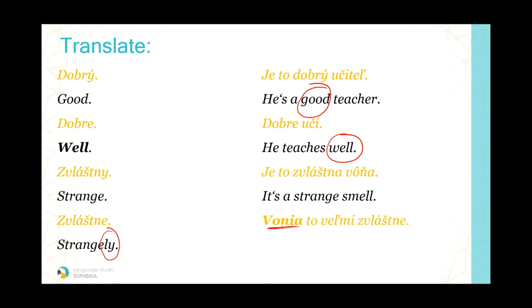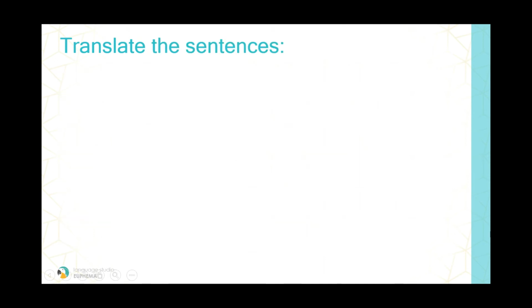Again, watch out because vonia is one of those verbs related to senses, 5 senses. So it smells very strange. Not strangely, because with those verbs related to senses, we can only use adjectives. So it smells strange. Finally, let's translate the sentences.